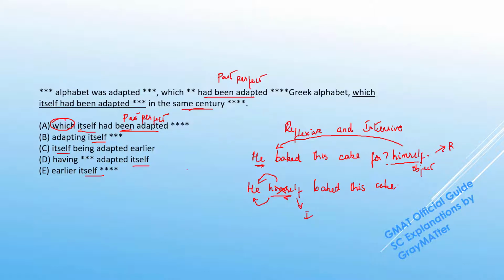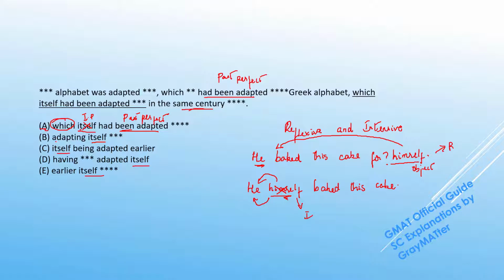So if you check the meaning of this particular sentence, this particular construction, it's saying that the Greek alphabet itself had been adapted. So a simple check is to try to read the sentence after eliminating this pronoun. So the sentence will read which had been adapted in the same century. And since there is no change, this is acting as an intensive pronoun. And you can understand that this is what the sentence intends, that it is trying to intensify that this itself had been adapted in the same century from some other alphabet. So that's why we can keep A.